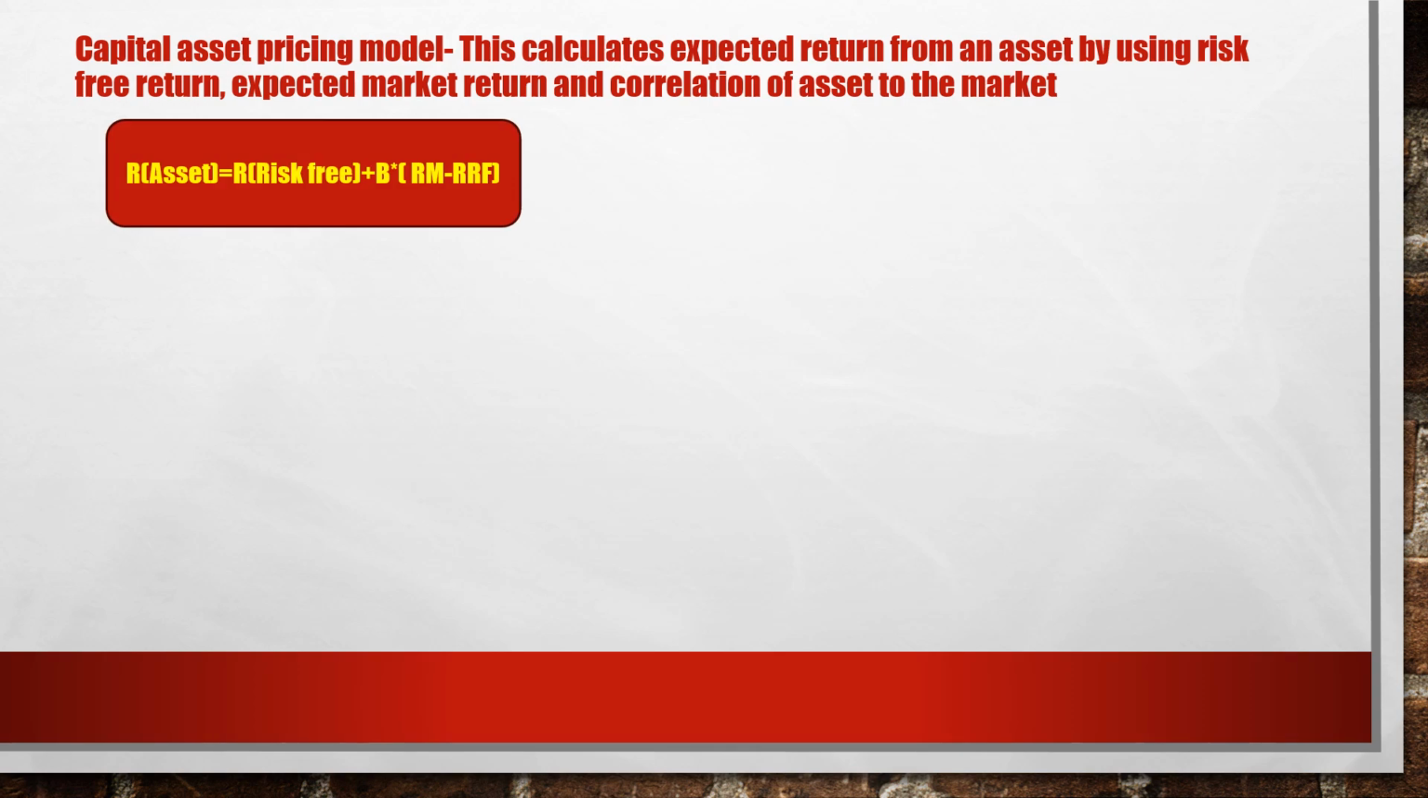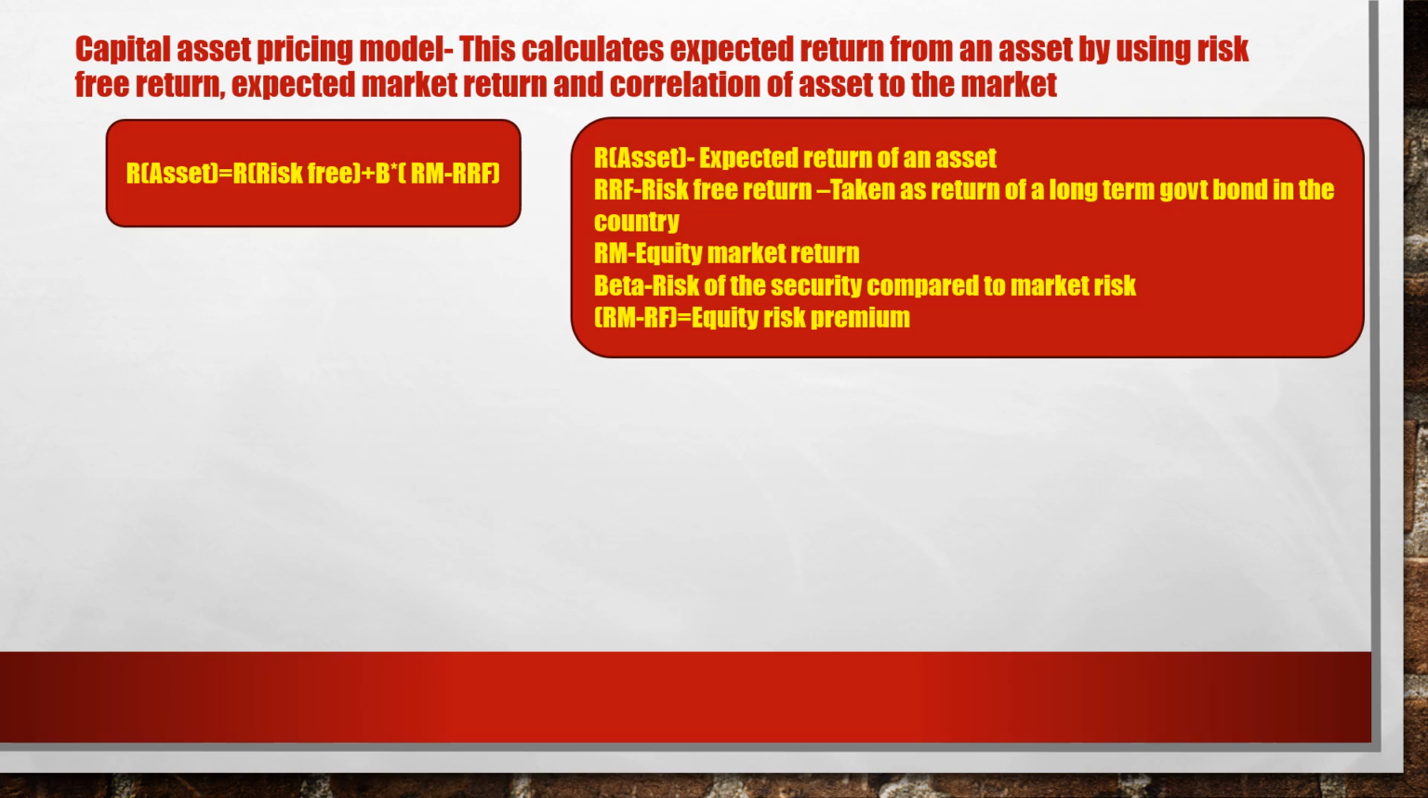Expected return from the asset equals risk-free return plus beta times (RM minus RRF). Here, R asset is the expected return of the asset, RRF is the risk-free return, taken as the return of a long-term government bond in the country. RM is the equity market return, beta is the risk of the security compared to the market risk, and RM minus RRF is the equity risk premium.